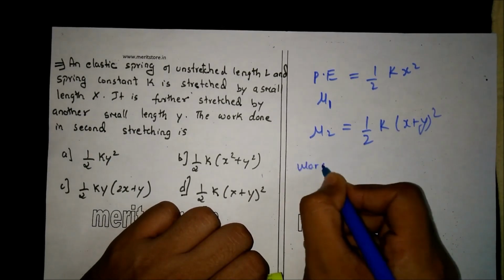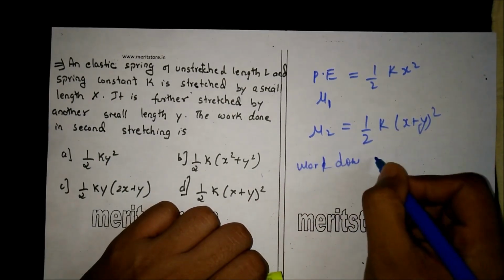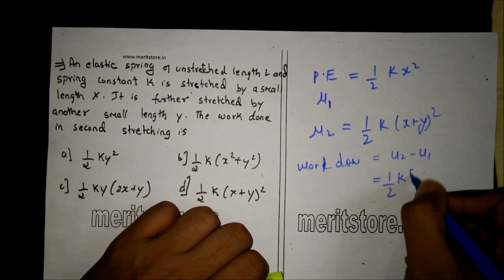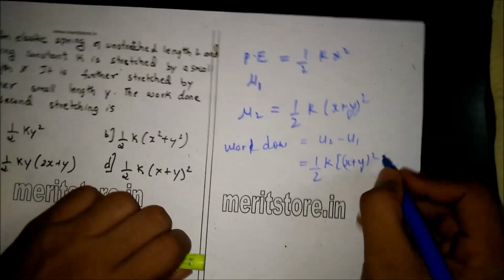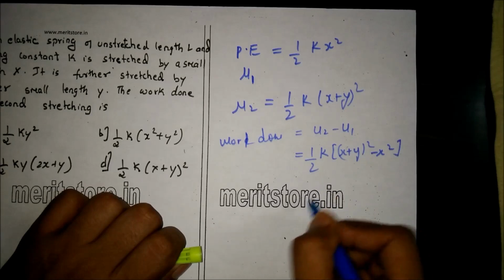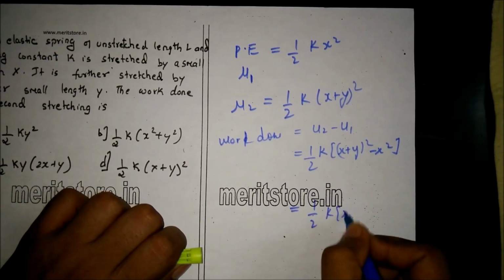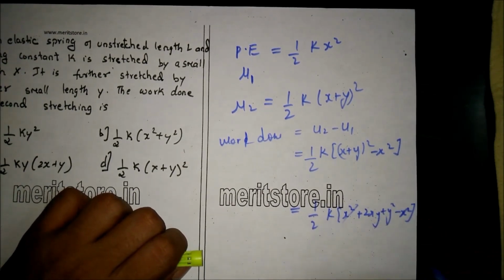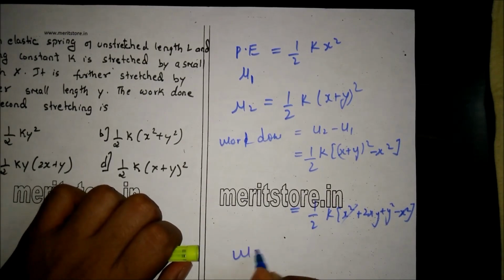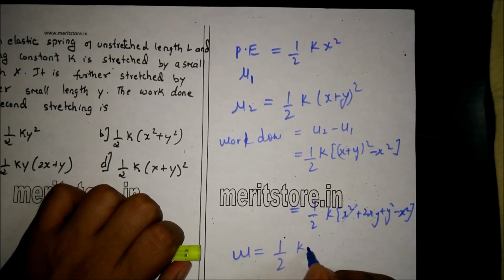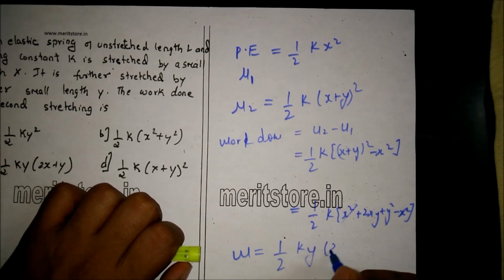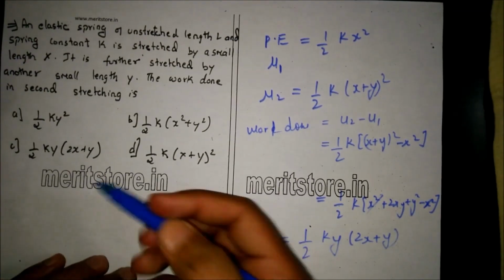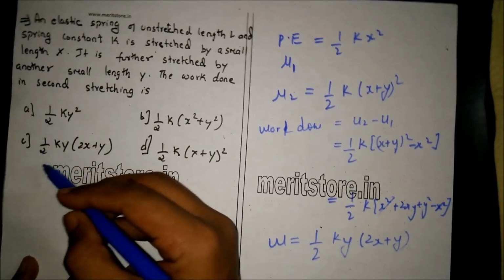Now the work done will be given as U2 minus U1. Therefore, half into K into (X plus Y) the whole square minus X square, which is equal to half into K into X square plus 2XY plus Y square minus X square. X square will get cancelled. So we will get W as half K Y, taking Y common, (2X plus Y). Therefore here the correct answer will be option C, half into K into Y, (2X plus Y).